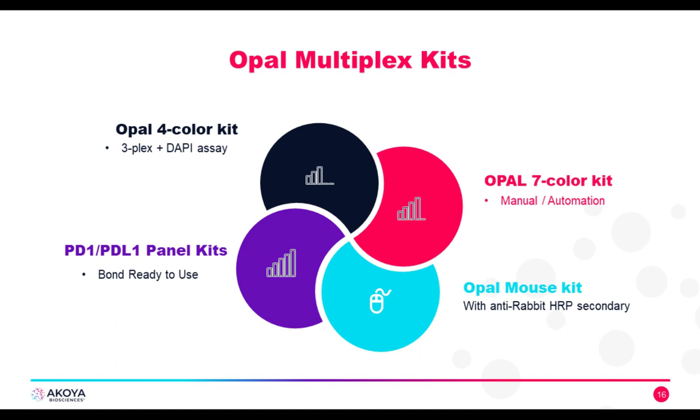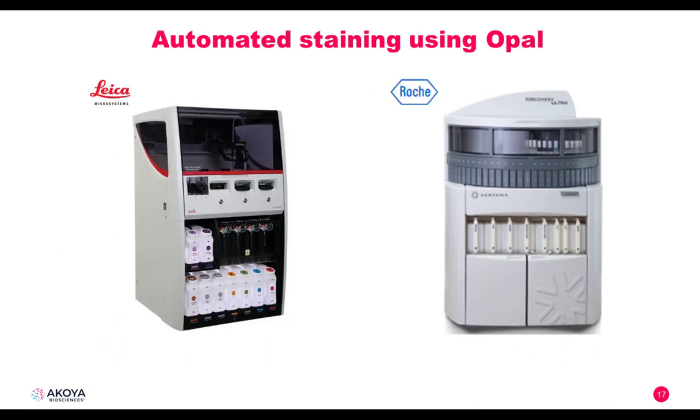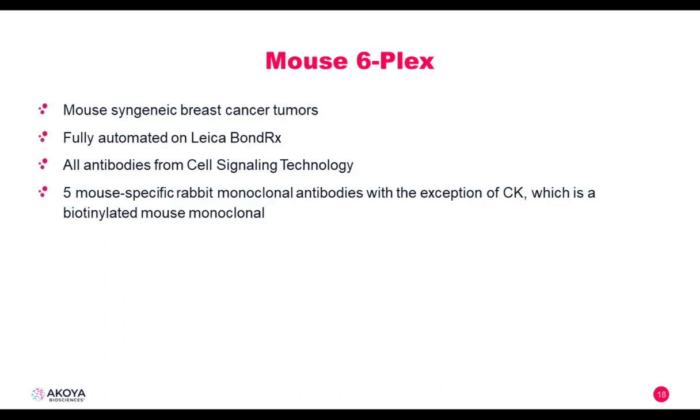And what we're going to focus on today is the OPAL mouse kit. And the OPAL mouse kit comes with this anti-rabbit HRP secondary, and that's what we'll use with our CST antibodies. Of course, we have manual kits, but we also have automated kits that can be used on the Leica Bond RX and the Roche Discovery Ultra.